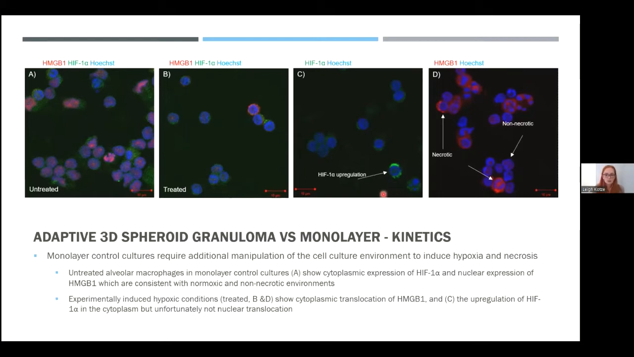So I hope that this optimization truly endears you to the use of 3D culture models over 2D, because we could not achieve the necrosis factor without mechanically inducing an anaerobic environment in the monolayer condition.